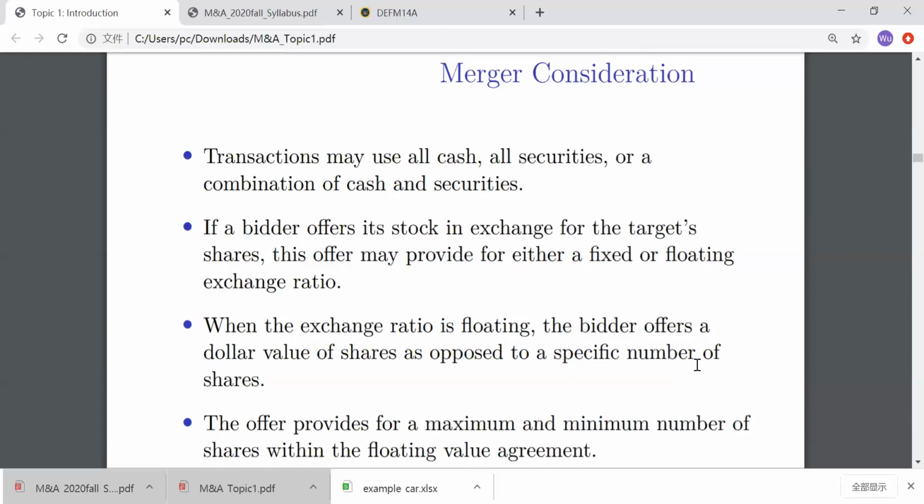If a bidder offers stock in exchange for the target shares, this offer may provide for either a fixed or floating exchange ratio. For example, if the exchange ratio is 2, that means I can use 1 share to exchange for 2 shares of your stock. That is the exchange ratio, and this exchange ratio may be fixed or floating.